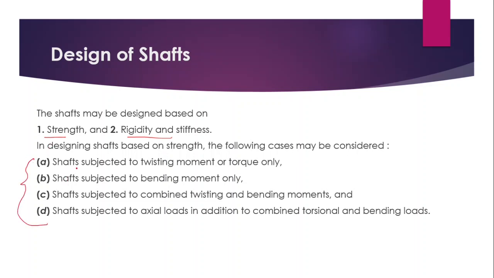First one, shafts subjected to twisting moment only or torque only. Next, shafts subjected to bending moment only. Next, shafts subjected to combined twisting and bending moment. Here both the twisting moment, torque, and bending moment are acting on the shaft simultaneously. Finally, shafts subjected to axial loads in addition to combined torsional and bending loads. In the fourth case, shafts are subjected to axial loads also.